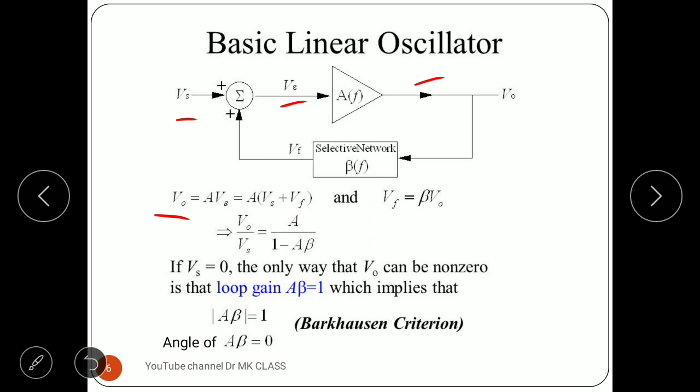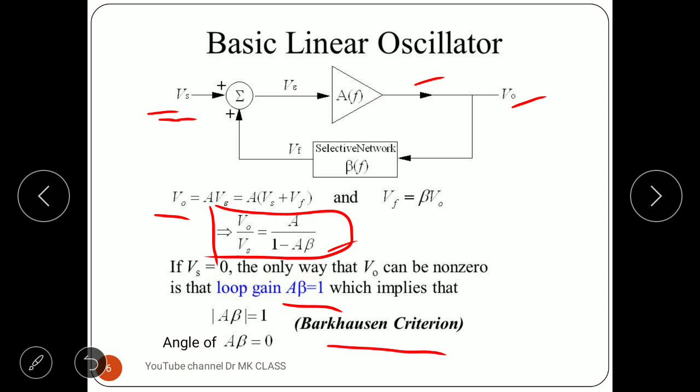That equation gives us the gain V0 divided by Vs. I want Vs to be 0, and that means 1 minus A beta must be 0. If Vs equals 0, the only way V0 can be non-zero is if the loop gain A beta is equal to 1. That is what Barkhausen's criteria say. If A beta is equal to 1, the denominator becomes 1 minus 1, which is 0, and the gain goes to infinity. What does infinite gain mean? Without the input we are getting output V0.